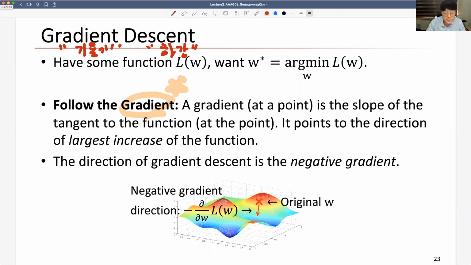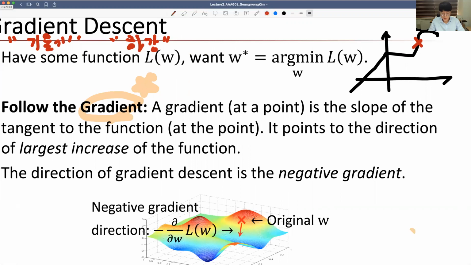So what is the gradient? Okay, I want to show you an example. Let's think about a 1D example. Let's say we are here. What is the gradient here? What is the slope? What is the gradient at this point?